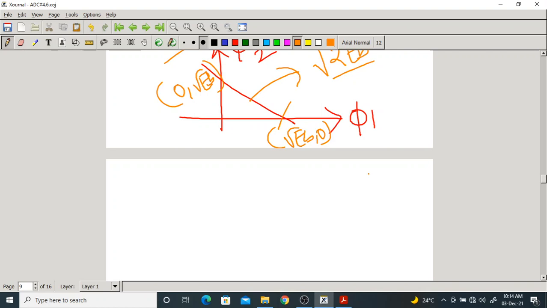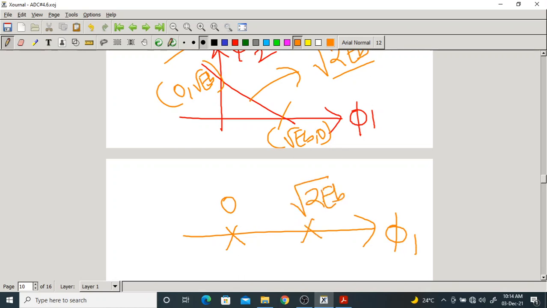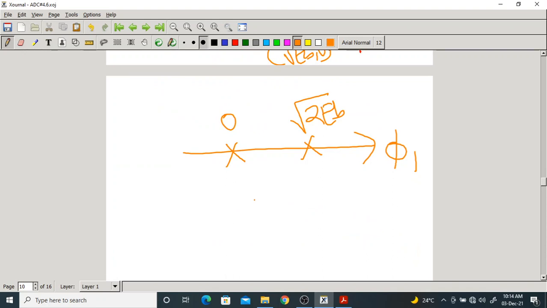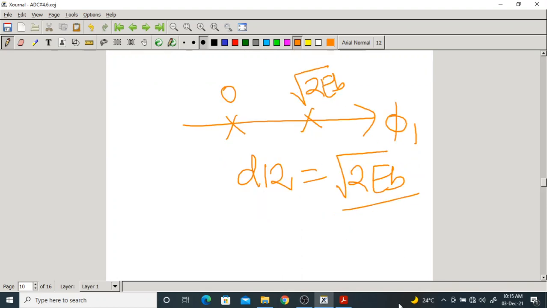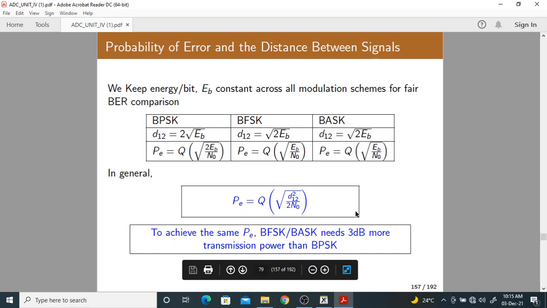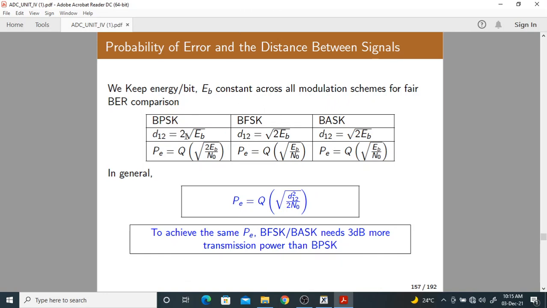Now, let us go to the last technique. It is also a one dimensional constellation with the points at 0 and root of 2 Eb. Here also what is the distance? D12 is root of 2Eb. Now, if you observe the distance between message points in all techniques, D12 is 2 times root Eb here, square root of 2Eb here, and here also square root of 2Eb.